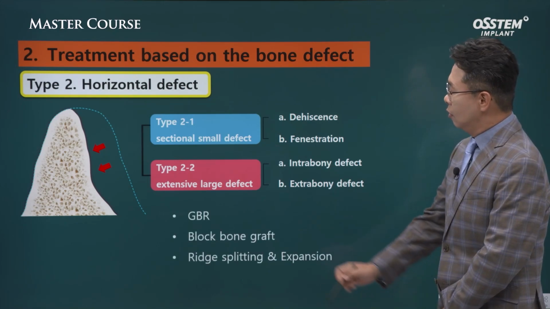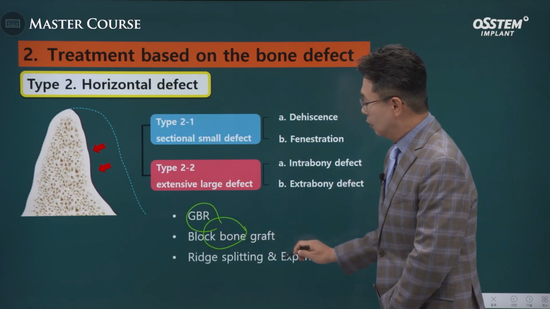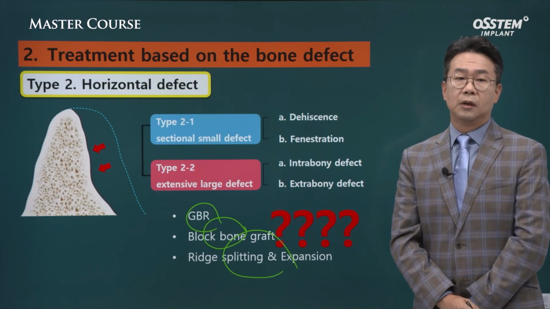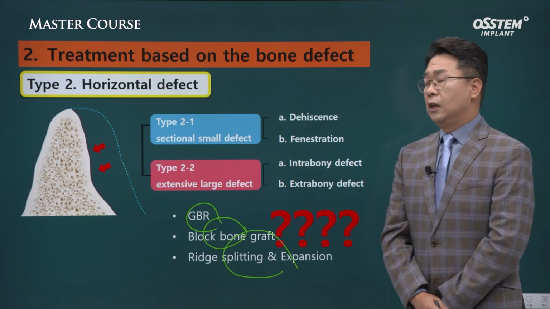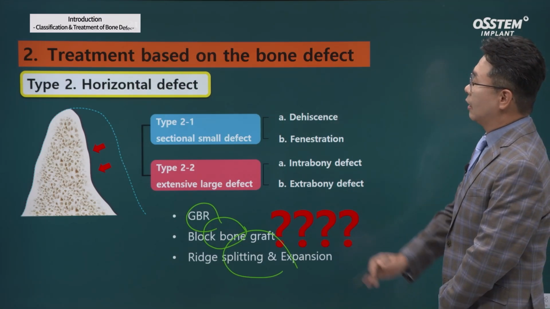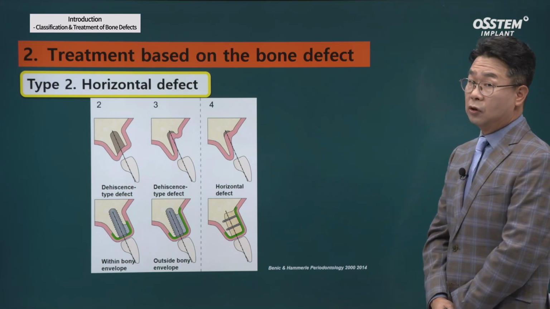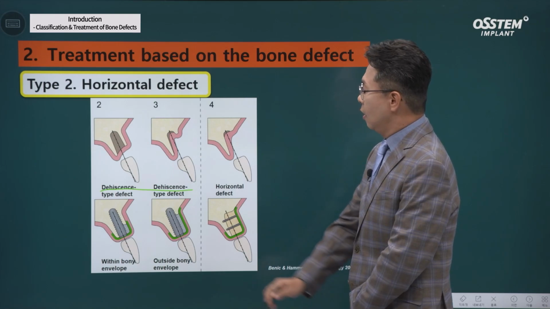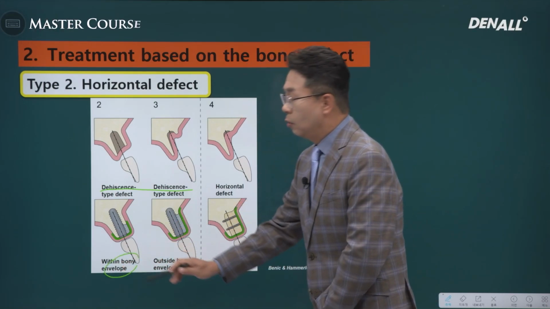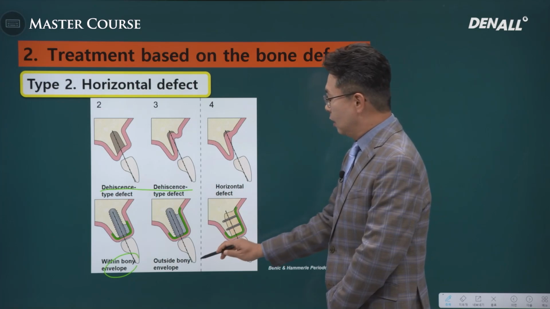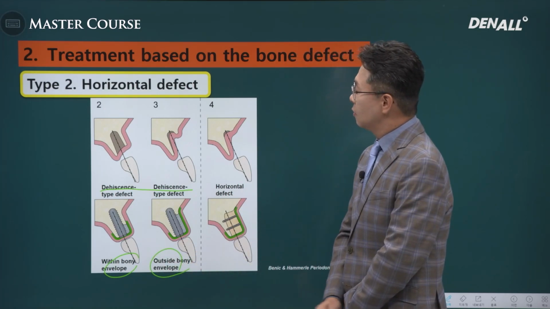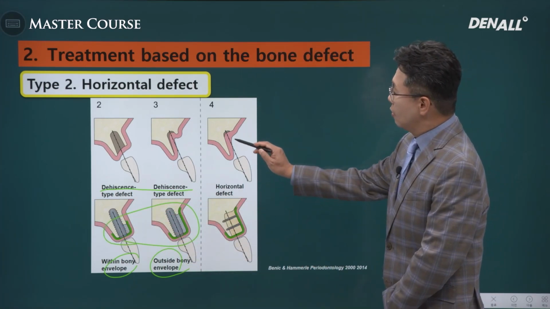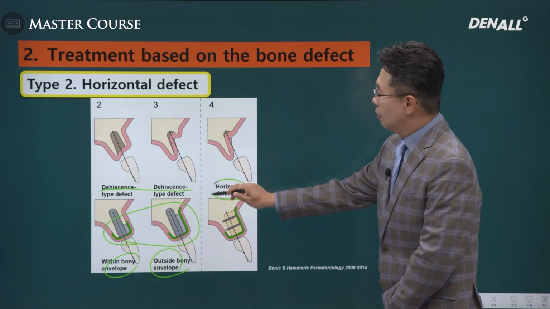Classification was done earlier, and you can use GBR, block bone, or ridge splitting. You need to know the proper indication for these procedures. It is very difficult to address all here, and as mentioned earlier, if there is a slight dehiscence defect, you need to understand whether this is within the bony envelope, intrabony defect, extrabony defect. GBR can be used. In this case, it was very tight.